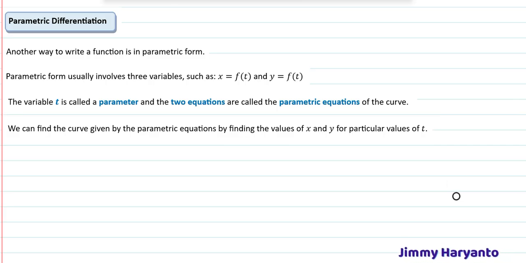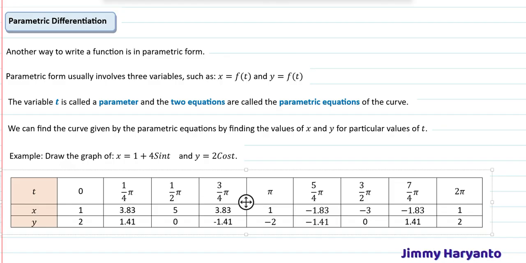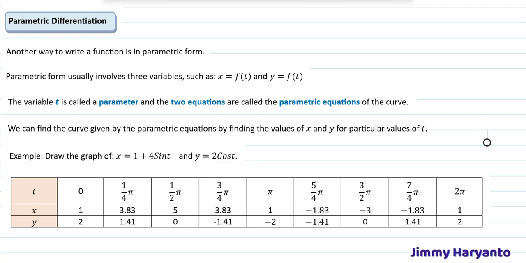We can find the curve given by the parametric equations by finding the value of x and y for particular values of t. Example: draw the graph of x equals 1 plus 4 sin t and y equals 2 cos t. As usual, when you want to draw a graph, you have to create a table. Especially for parametric equations, you have to find the value of x and y for particular values of t.